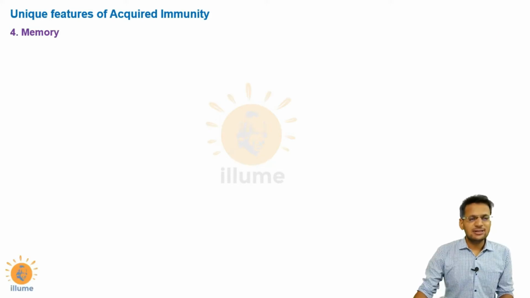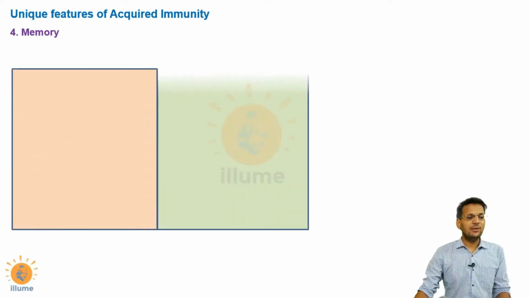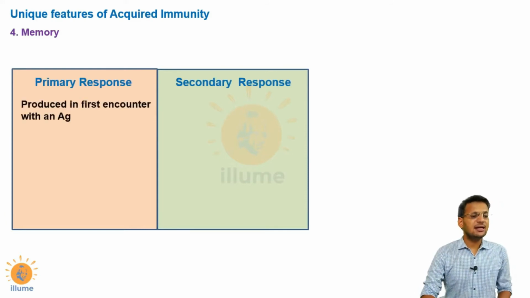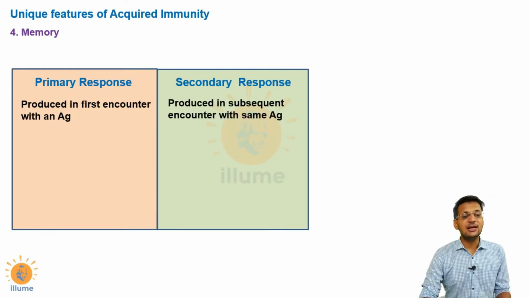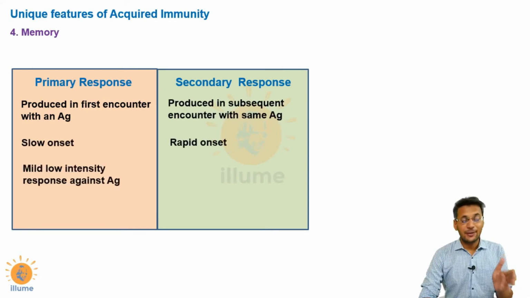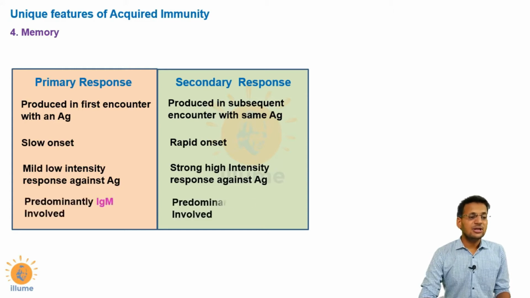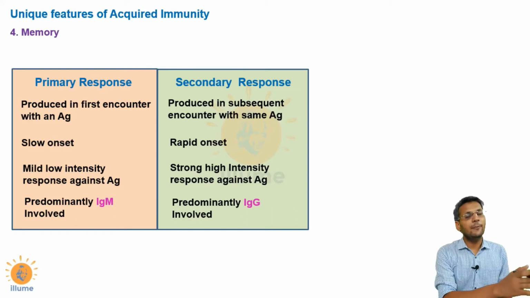So let's now discuss some differences between the primary immune response and secondary immune response. The things we have already discussed are that the primary response is always against the first encounter with an antigen. The secondary response is produced in subsequent encounters. The primary response has a slow onset, the secondary has a rapid onset. The primary has a mild, low intensity against the antigen, but the secondary response has a strong and high intensity response. Now the most important thing is the type of antibody that plays a predominant role in this.